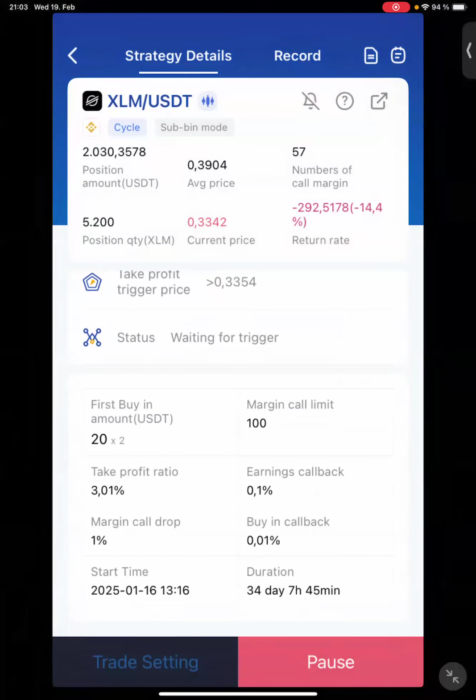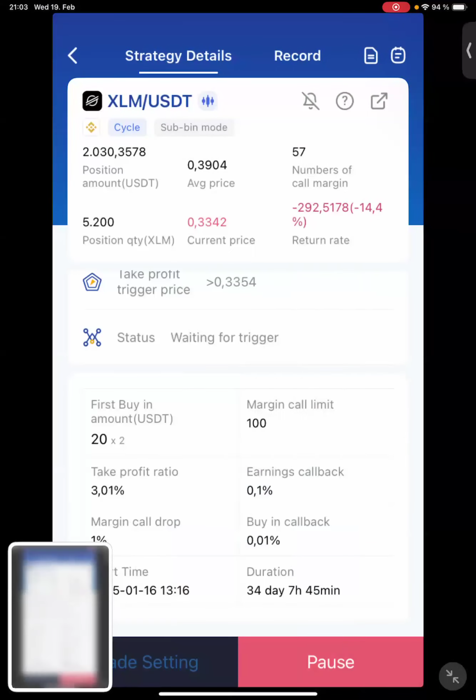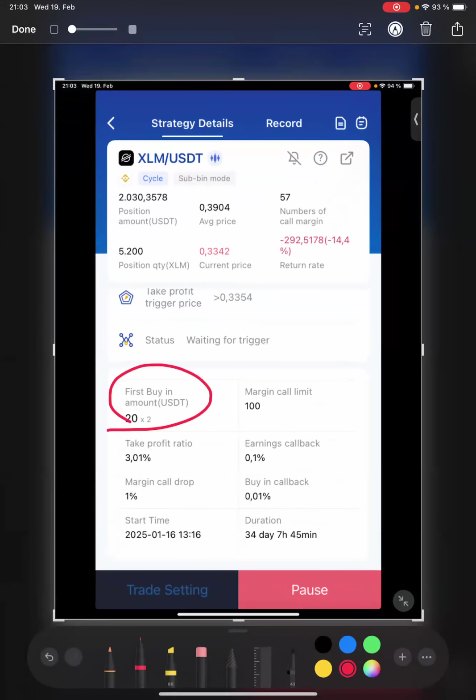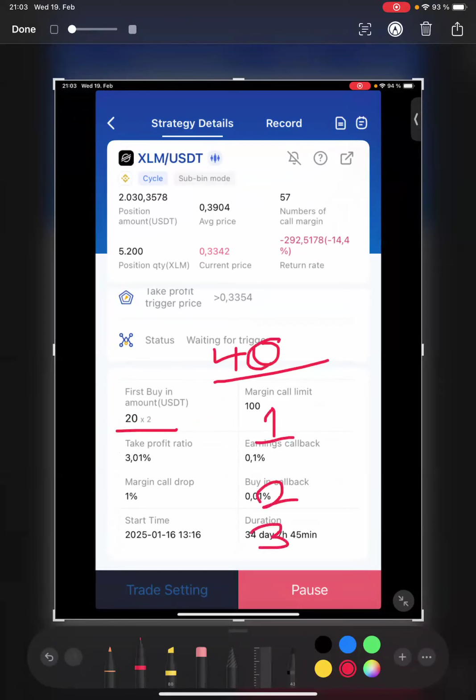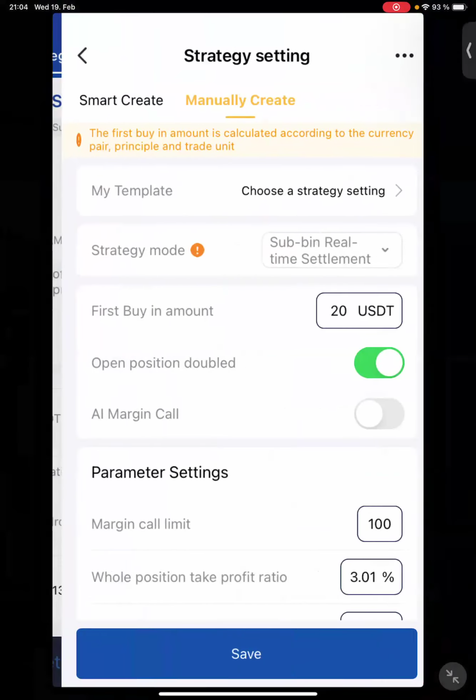The first buying amount means how much you want the robot to use to buy. My open position double is on, so that is why you see 20 times 2. That means it will buy 2 times 20, meaning 40. That will be my first buying amount. For the first, second and third margin calls, it will not use 40. It will use 20, 20, based on my multiple buying ratio. What is the multiple buying ratio? Let me show you.